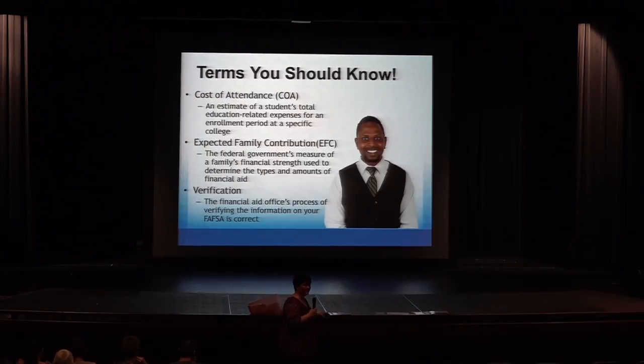The first one is COA, cost of attendance. This is an estimate of a student's total education-related expenses for an enrollment period at a specific college. This does not just mean tuition and books. It means transportation, the meals, the housing, everything that's involved is considered COA. Every school is required to put an estimate of the COA on their website for you, so you'll have a good idea of what the cost of attendance is.